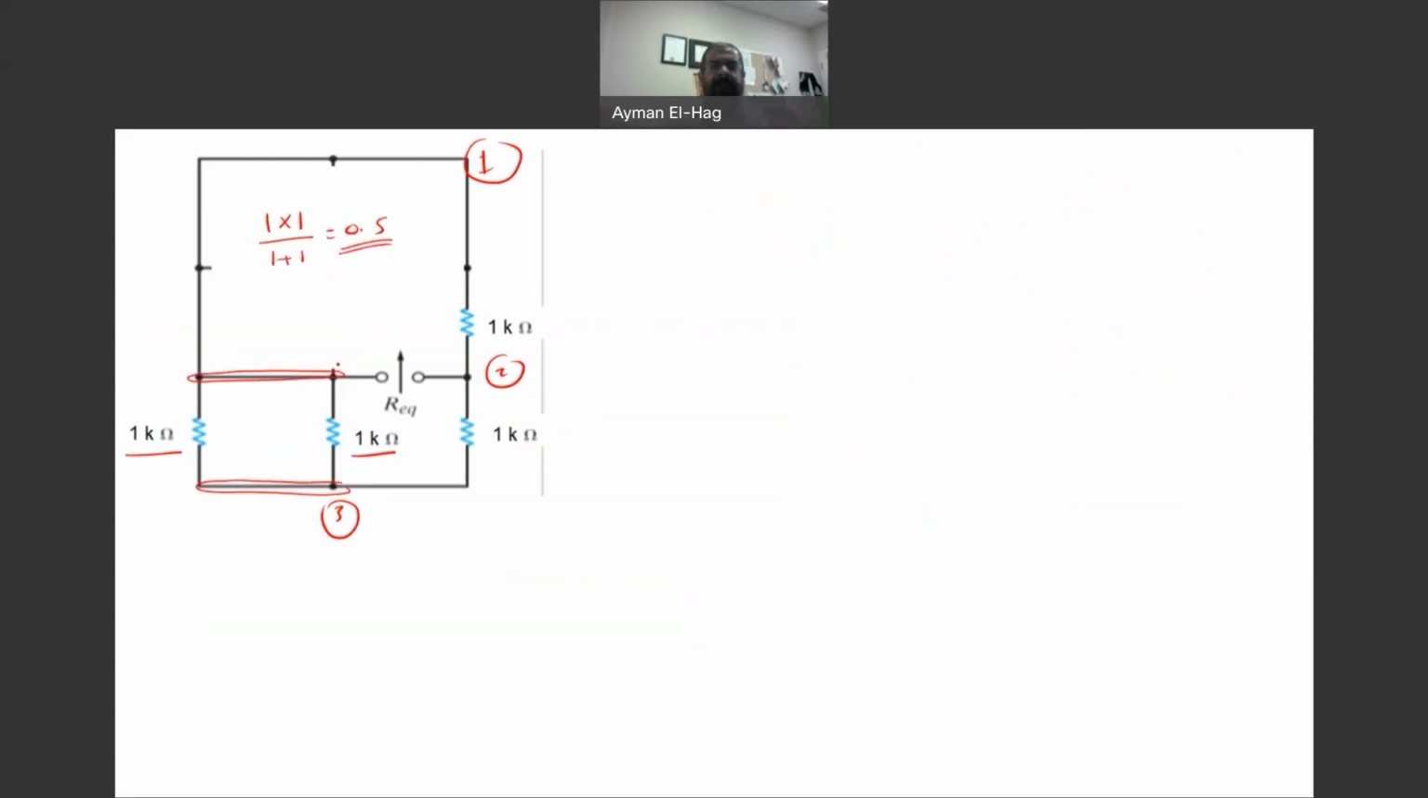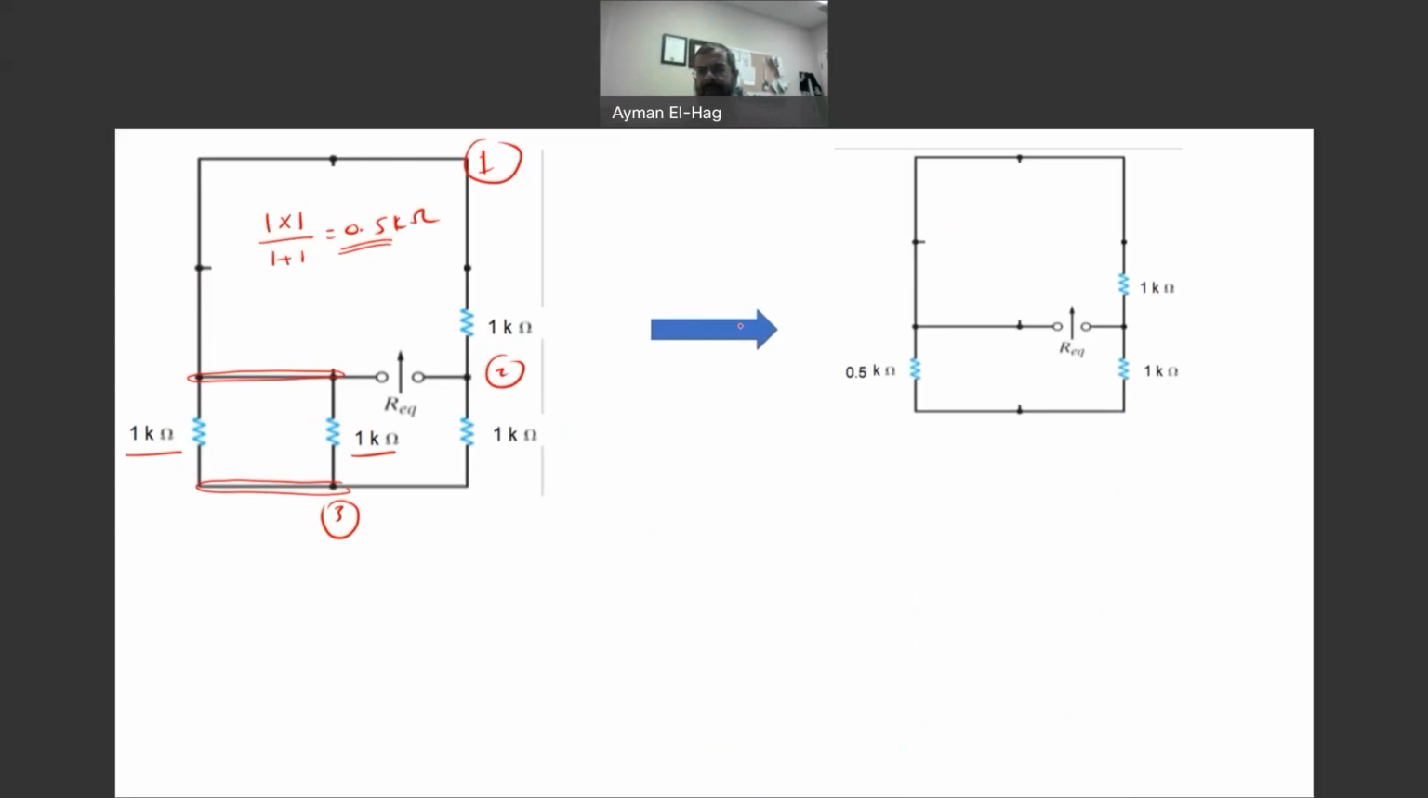And we said that whenever you have two resistors equal in magnitude, when you put them in parallel, you halve them. When you put them in series, you double them. So now these two will be combined into 0.5 kilo ohm. So now I will have this resistance. I will have 0.5, the 1 kilo and the 1 kilo, and I'm looking between these 2 points.